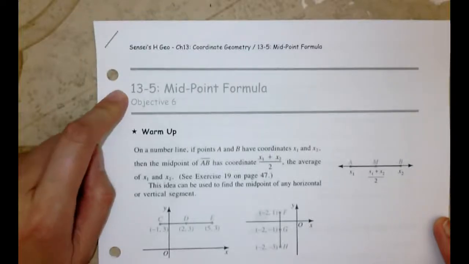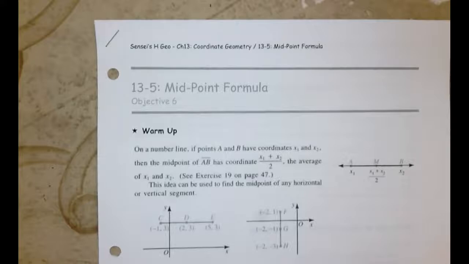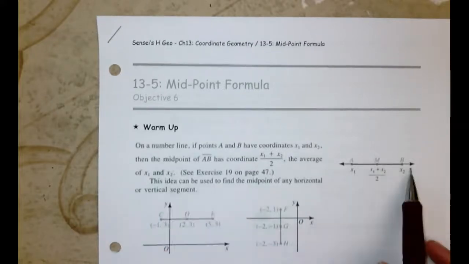This is 13.5 midpoint formula. This is the last section we do on chapter 13. Okay, so here's a warm-up. On the number line, here's a number line.